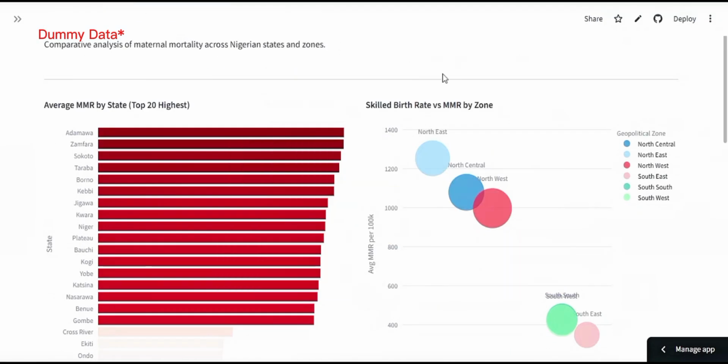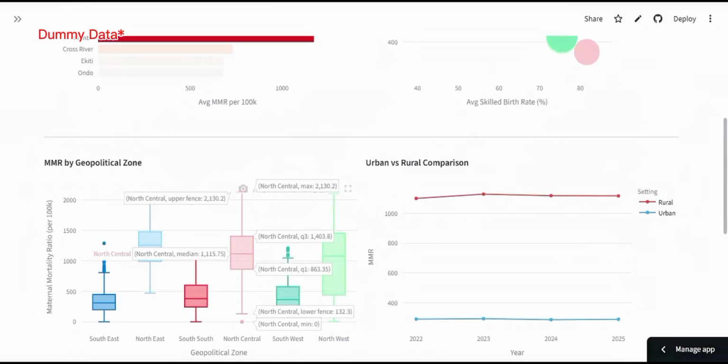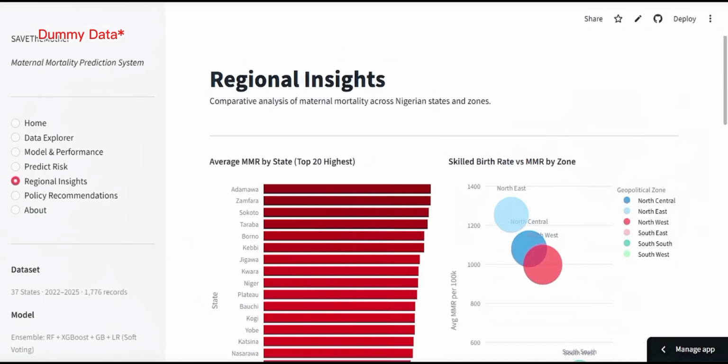There is also the General Insights page that provides a comparative analysis across all of the Nigerian states and zones. Like you see, it categorizes the states based on the maternal mortality rates and provides other plots to help better understand the scale of things within each state and compare them to each other.